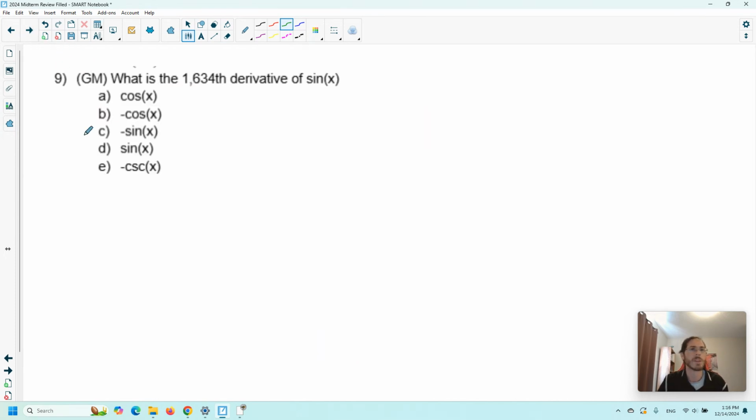Okay, cool. For number 9, we got to get the 1,634th derivative of sine of x. So here we have to just remember it's just a 4 cycle. Since we're dividing by 4, we're just going to use the shortcut and just divide the last one. So 34 divided by 4 is 8 with a remainder of 2. So we're going to do 2 derivatives.